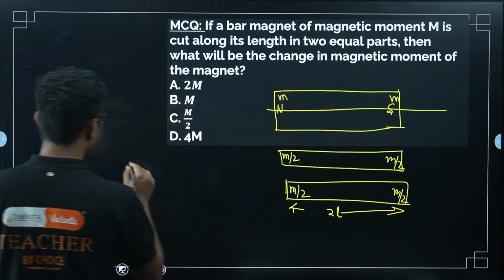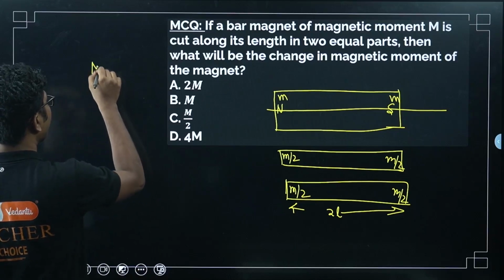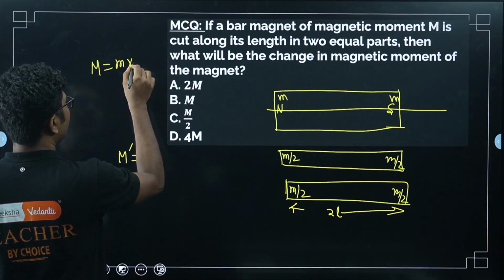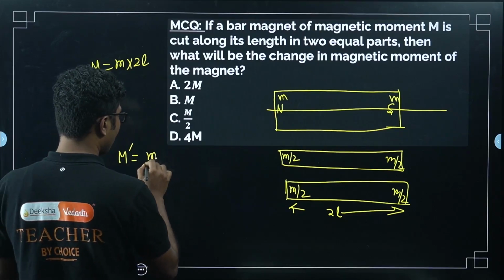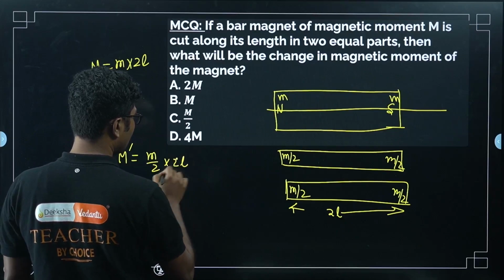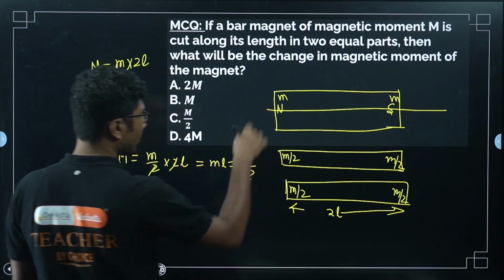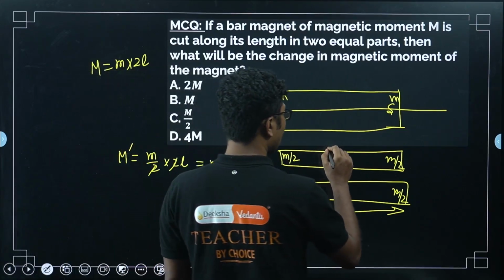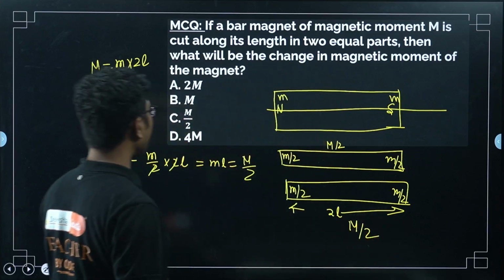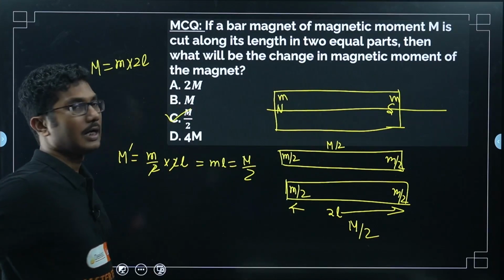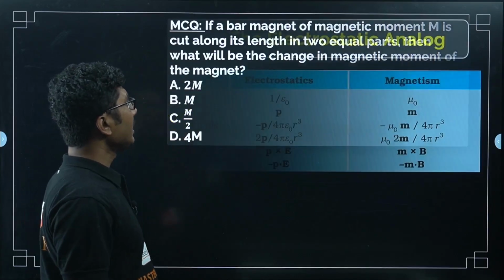So what is the magnetic moment now? Initially the magnetic moment was m times 2L. Now the magnetic moment is m by 2 times 2L, that is m by 2. So each of them will have a magnetic dipole moment of m by 2, right? So m by 2 is the correct answer. Correct answer is option number C. Very common question. Now let's move on.